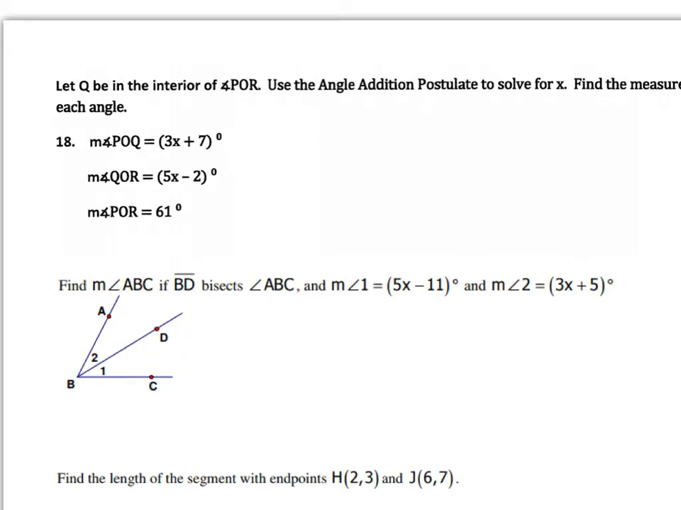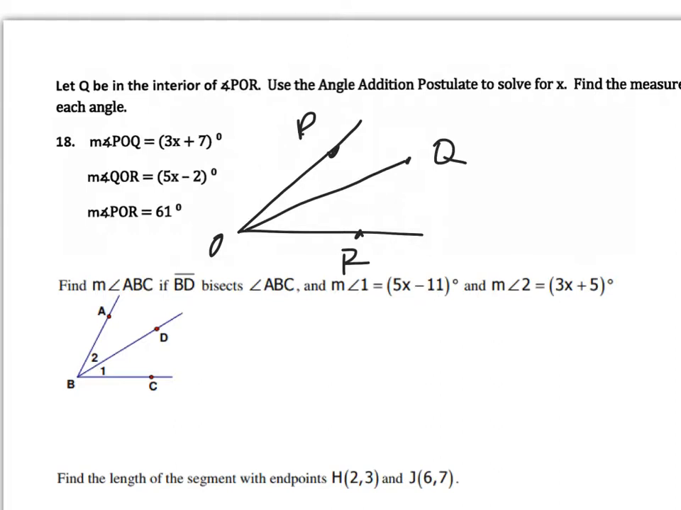After segments, we looked at angles. Here's how an angle problem might look. Let Q be on the interior, that means inside, of angle POR. So let's draw. We have P, we have O, we have R, and they're telling me Q is somewhere on the inside.